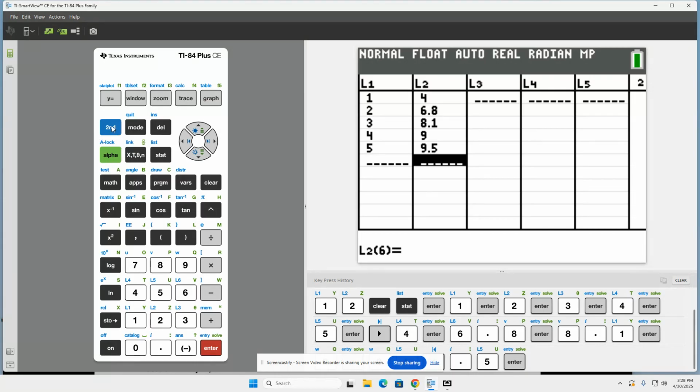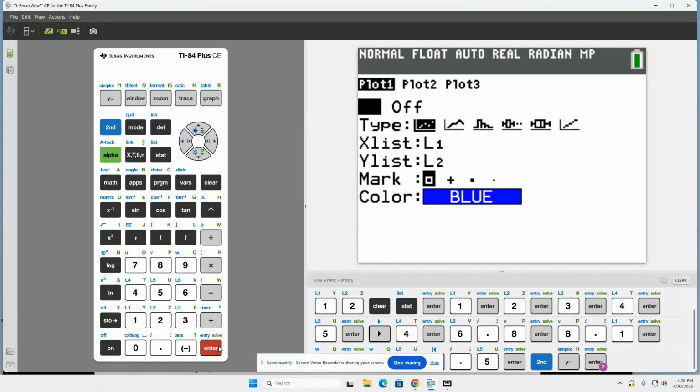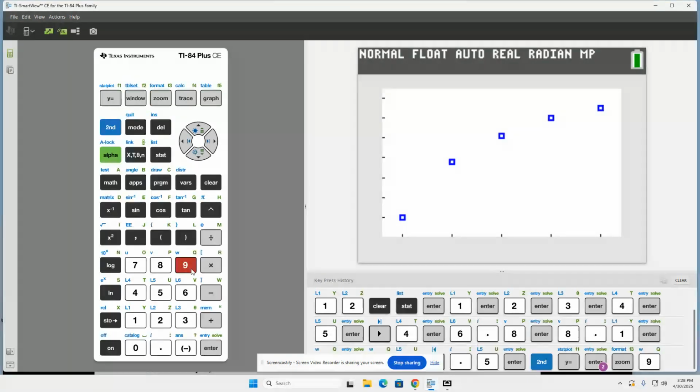So I go right here to second, y equals, and I turn this stat plot from off to on. Okay? From off to on. Then I go to zoom, and I want to zoom in on my stat data, number 9. So there you have it.